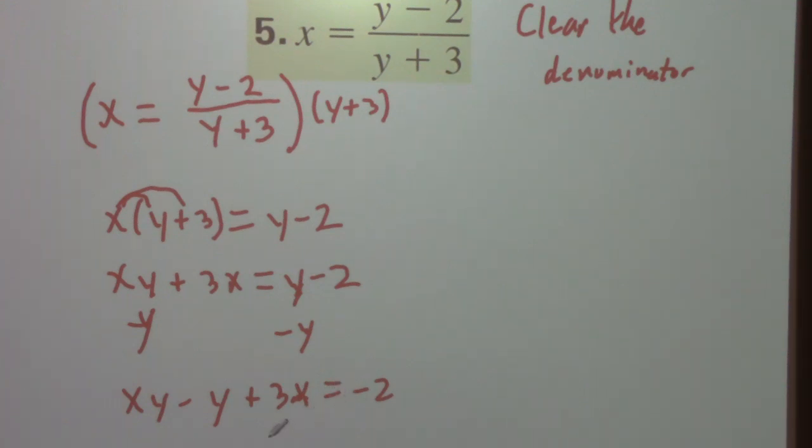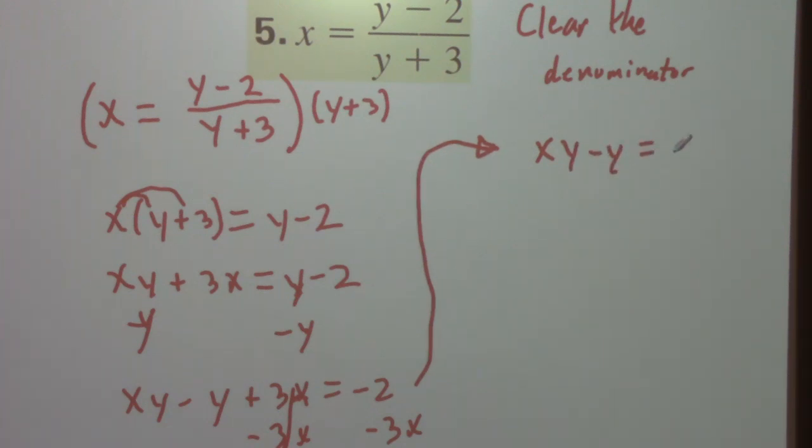And then subtract 3x from both sides of this here. And so we have that. And then I'm going to come up here to make room. So we have now xy minus y equals negative 2 minus 3x.